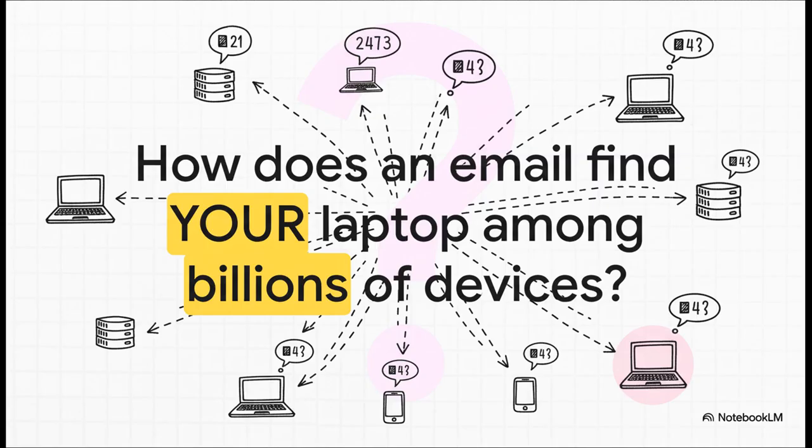Okay, so picture this. You get an email. That little piece of data just traveled from a server, maybe thousands of miles away. How in the world does it cut through all the noise, all the chaos of the internet, to find your specific laptop out of billions of other devices? It feels like magic, right? Well, it's not. It's actually this really clever two-part system.